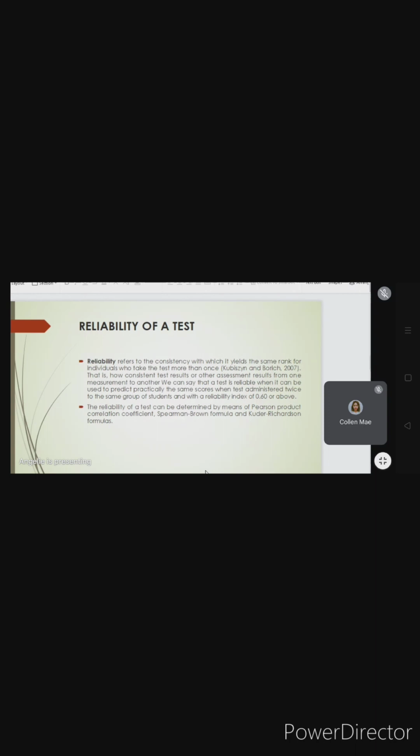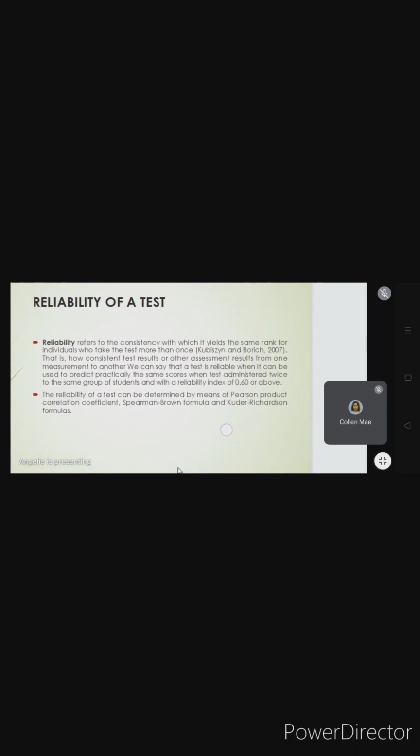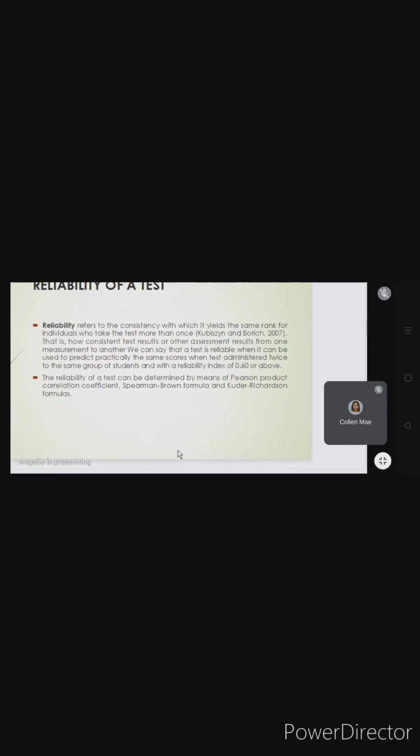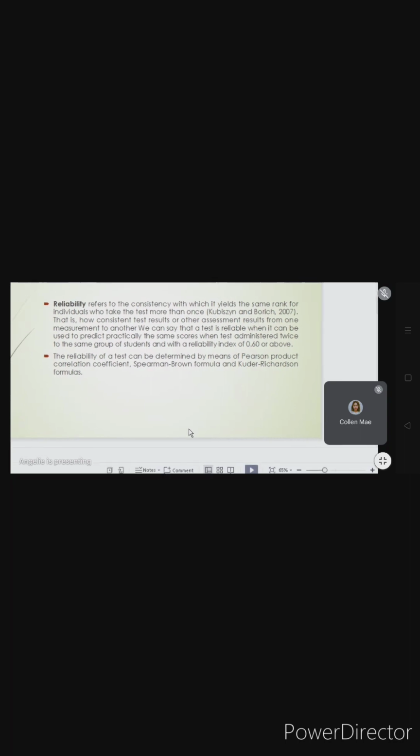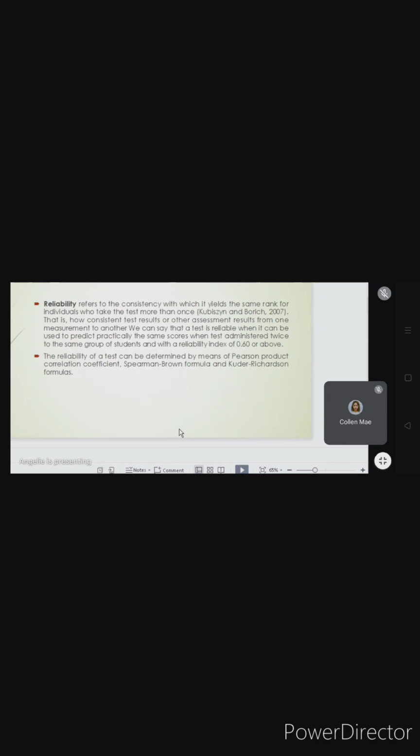Then the reliability of a test. Reliability refers to the consistency with which a test yields the same rank for individuals who take the test more than once (Kubiszyn and Borich, 2007). That is how consistent test results or other assessment results are from one measurement to another. We can say that a test is reliable when it can be used to predict practically the same scores when the test is administered twice to the same group of students, with a reliability index of 0.60 or above. The reliability of a test can be determined by means of the Pearson product correlation coefficient, Spearman-Brown formula, and Kuder-Richardson formulas.